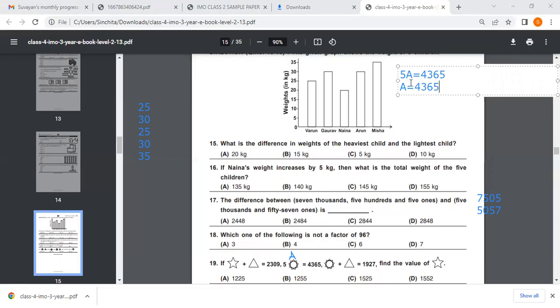Okay. Now, Roshni, you tell me, from the left-hand side of the equal to sign, we are bringing 5 to the right-hand side of the equal to sign. So what will happen to the sign? Dividing. Very good. Because it is multiply, while we take 5 to the right-hand side, it will become divide. So if you divide 4365 by 5, what is the answer?